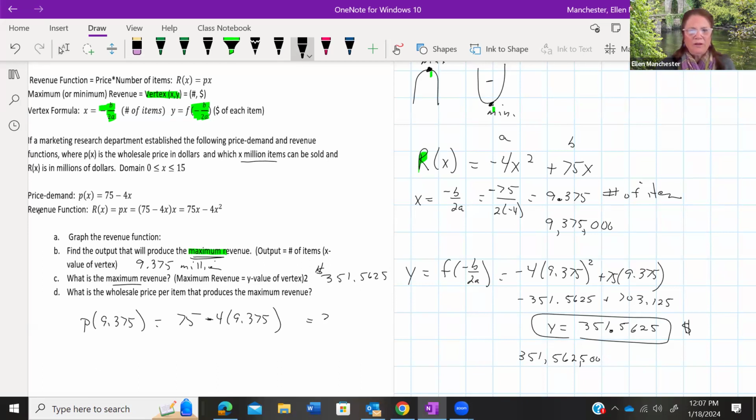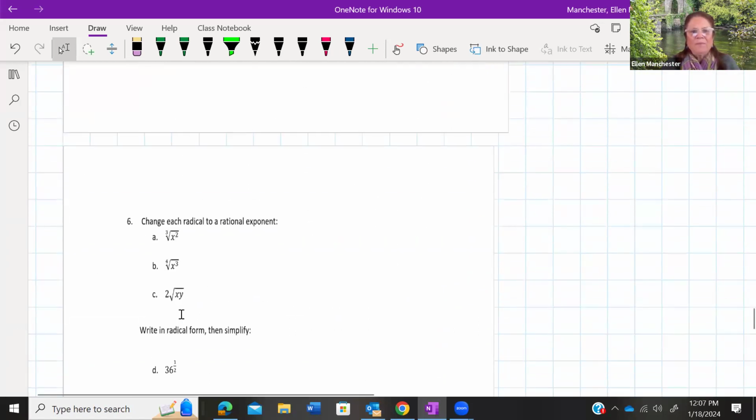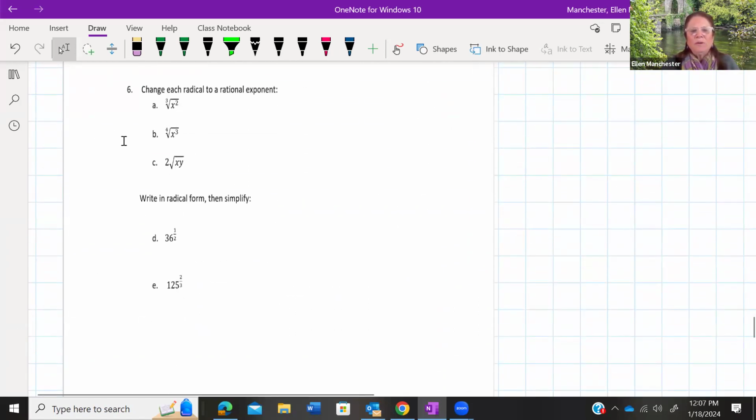So it's going to cost 37.5. So 37.50 per item to get our maximum revenue. Okay. And then I know I'm running out of time. Real quick, this is just being able to change a radical to an exponential or a fractional or rational exponent.